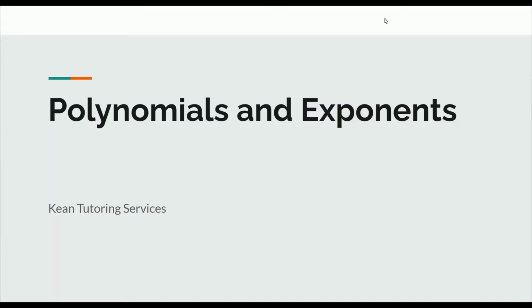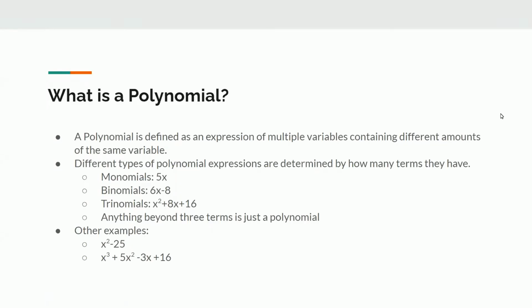My name is Anthony, and today I will guide you on the relationship between polynomials and exponents. So to start, what is a polynomial? Well, a polynomial is defined as the expression of multiple variables containing different amounts of the same variable. When I say variable, it's just your letter. So it could be X in most cases, it could also be A, B, C, any letter of the alphabet really.